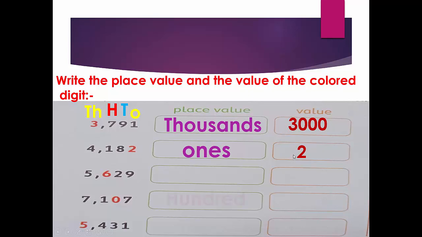Next one. Here, 5,629. Number 6 here is in hundreds. The place value is hundreds. What about its value? Yeah, 600.